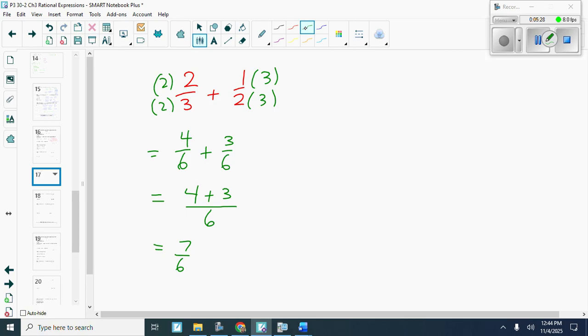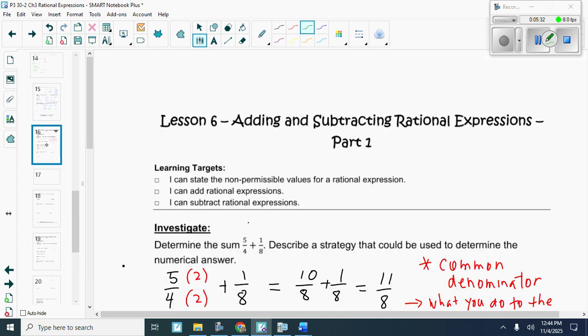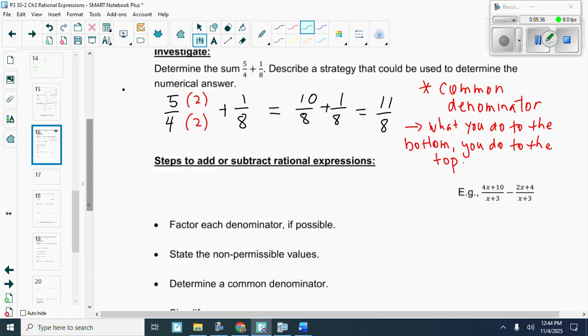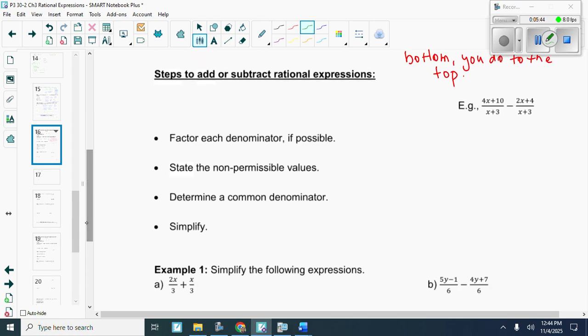Okay, let's take it back to our notes. Just the way that we would with normal fractions is what we're going to do when we have an expression. So here's our example. There's your expression. The first thing we're going to do is factor it, if possible. Just factor the denominator, because we're looking for a common denominator.